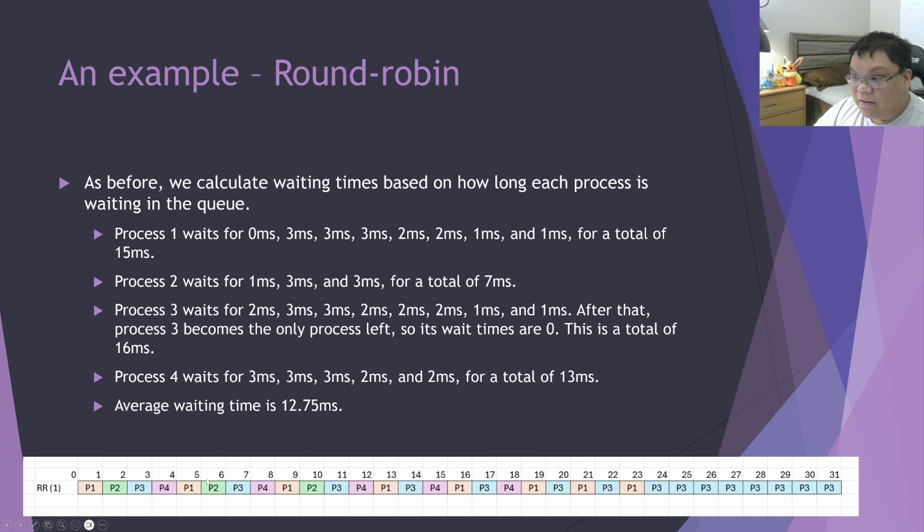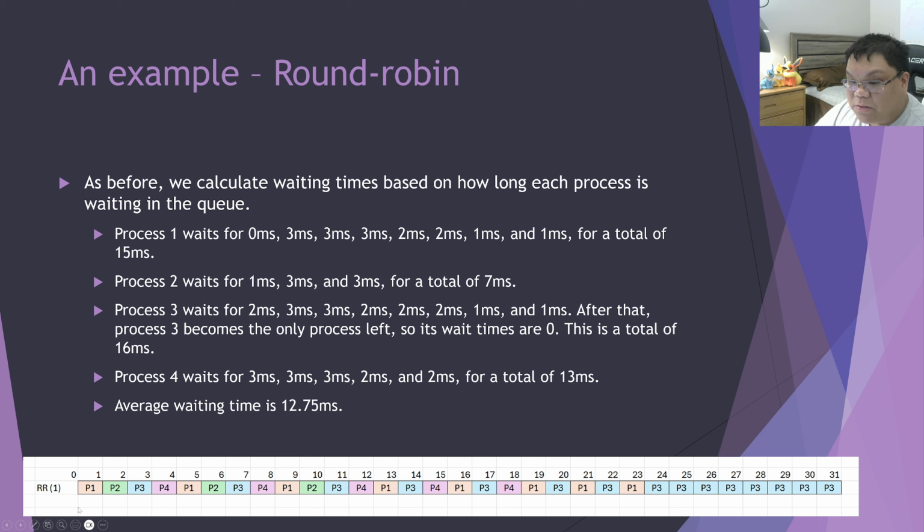Process 3 must wait 2, 2, 2. It's starting to get a little confusing, but all we have to do is count how long P3 is waiting. So 2, 3, 3, 2, 2, 2, 1, 1. So it has to wait for that many milliseconds. And then after that, it's the only process left in the queue, so it just runs continuously after that.